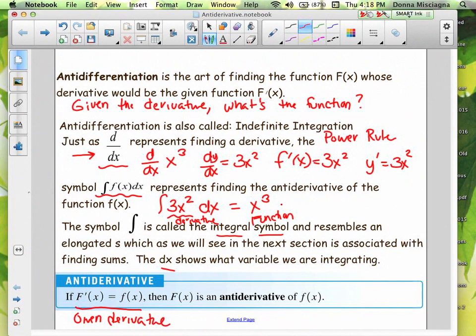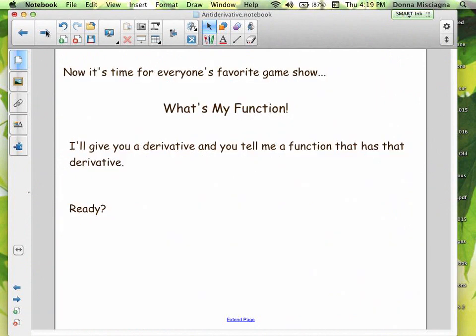Okay, so when we're taking the antiderivative, we're essentially going the other direction. We're going from the derivative back to the function. To give you a little bit of a sense of what we're doing when we take the antiderivative, I thought we'd play everyone's favorite game show, What's My Function? Okay. So I'll give you a derivative and see if you can tell me the function that has that function as its derivative.